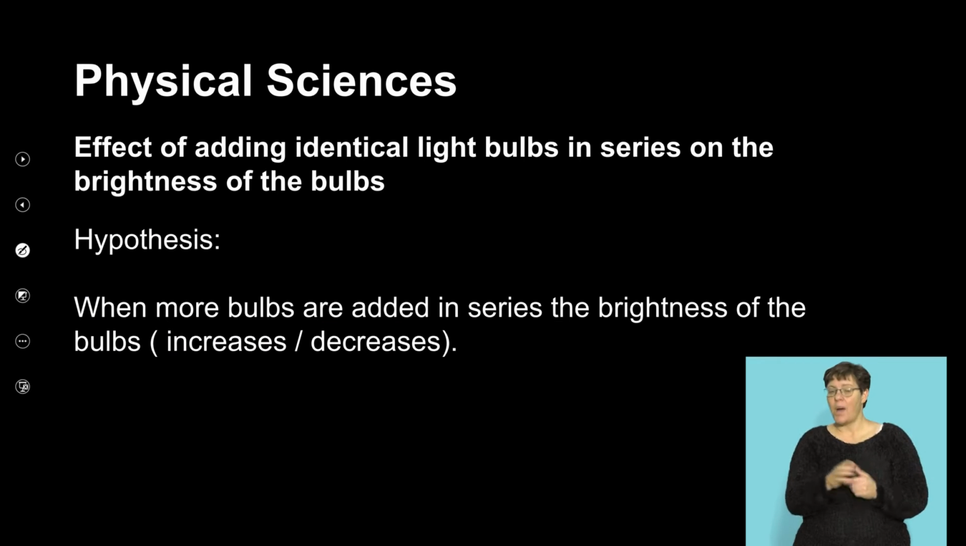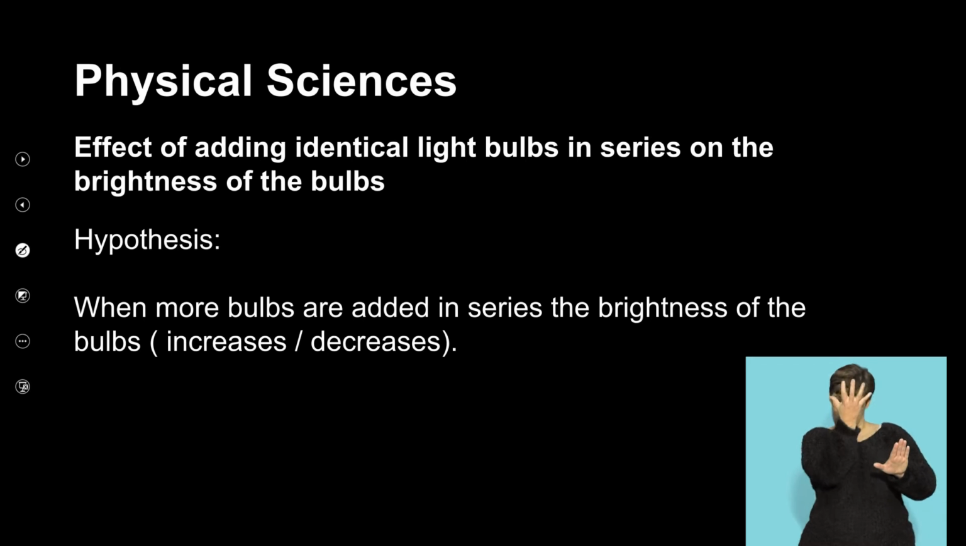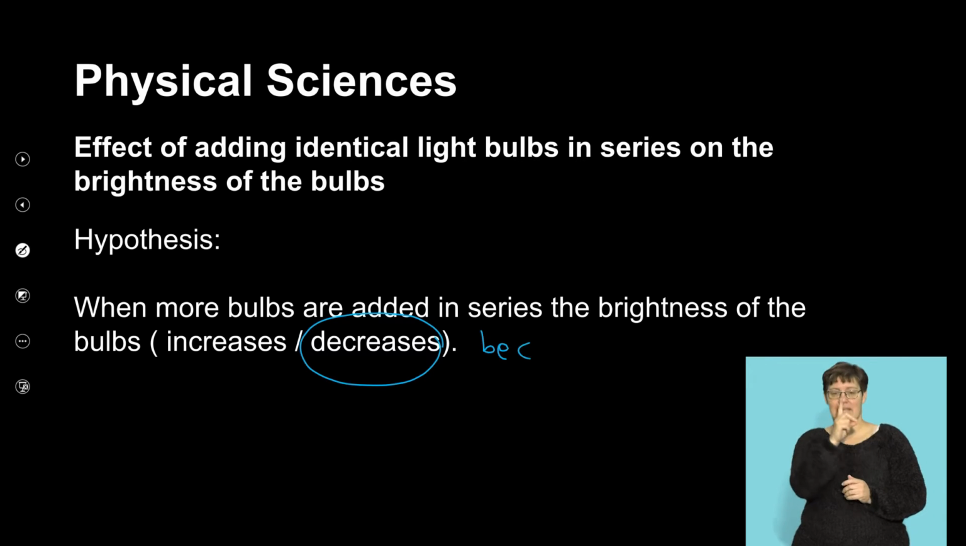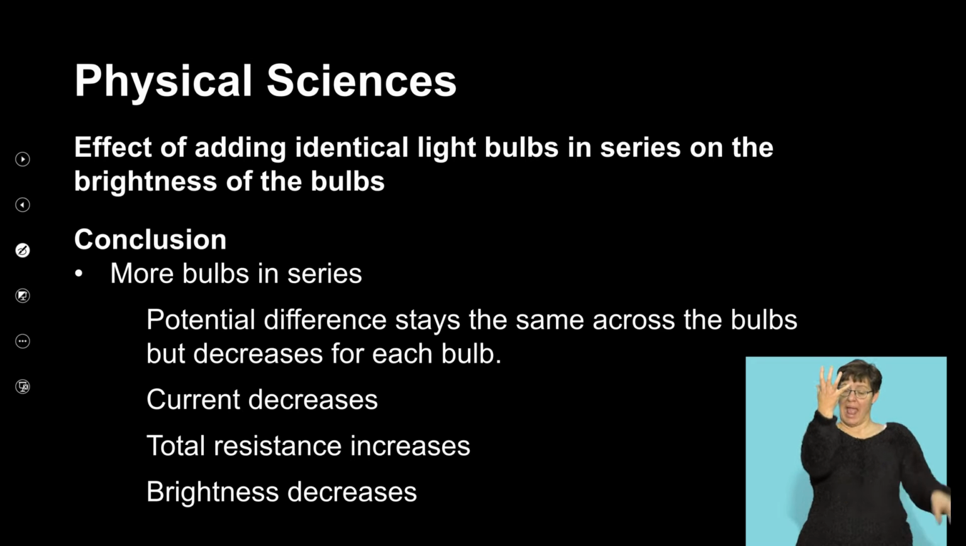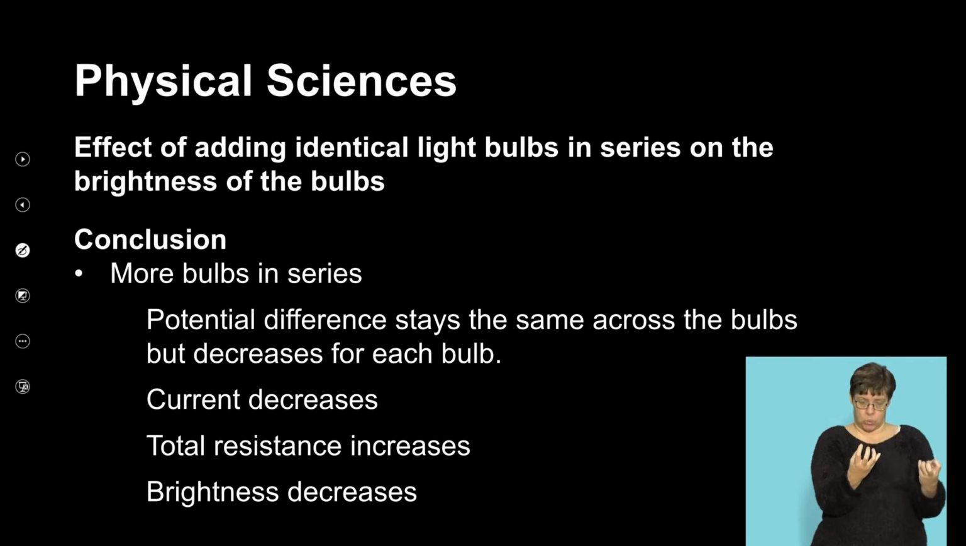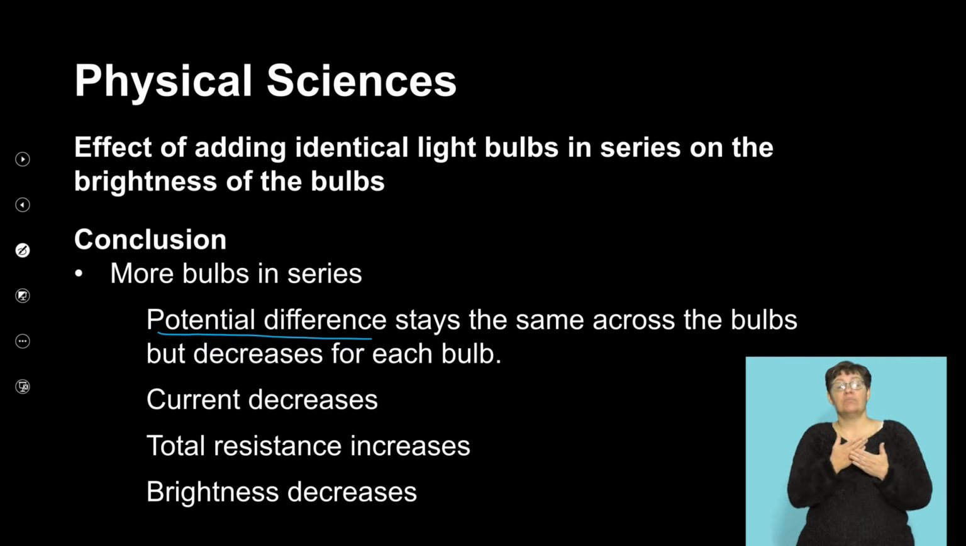It says, when more bulbs are added in series, the brightness of the light bulb actually decreases. In other words, they became dimmer. Dimmer means less bright. Now we also want to look at the conclusion based on our findings. So the more bulbs we added in series, we realized that the potential difference stays the same across the light bulbs. Remember, EMF is equal to terminal potential difference.